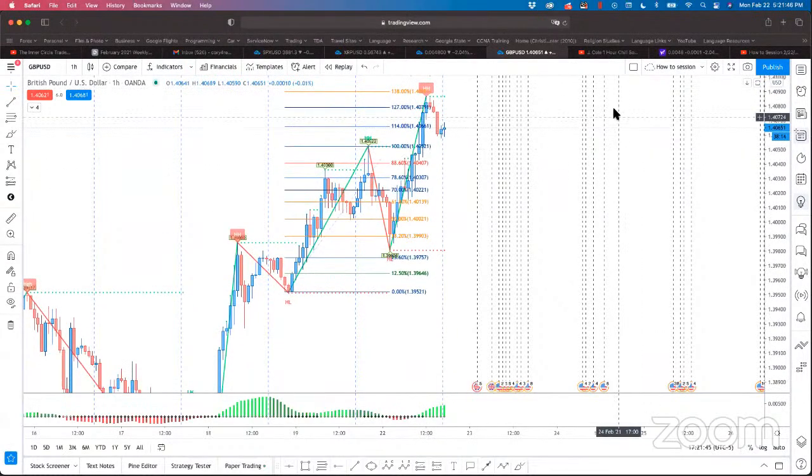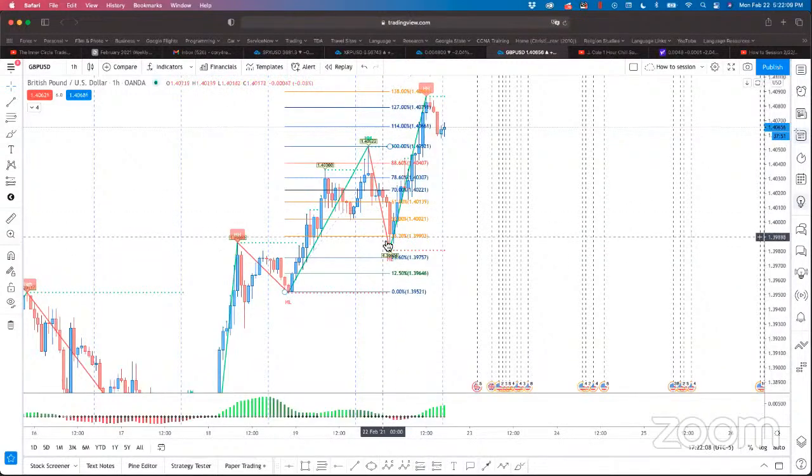I use a couple of things to take entries. Once you get this high made, you should be getting a retracement if you're in an uptrend. If the uptrend is confirmed with the candlestick pattern, that's when you want to take your entry. That's what this is right here. This confirms your entry over here.